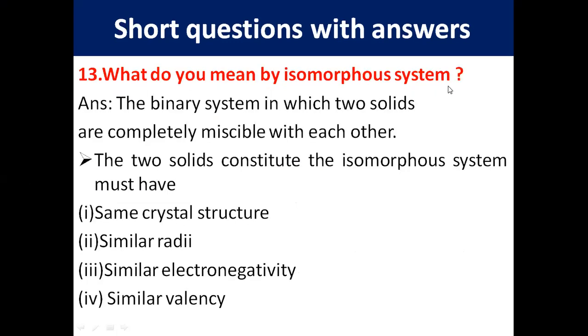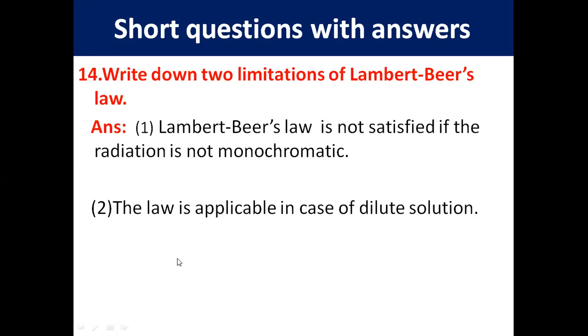What do we mean by isomorphous system? The binary system in which two solids are completely miscible with each other. The two solids constituting the isomorphous system must have the same crystal structure, similar radii, similar electronegativity and similar valency.